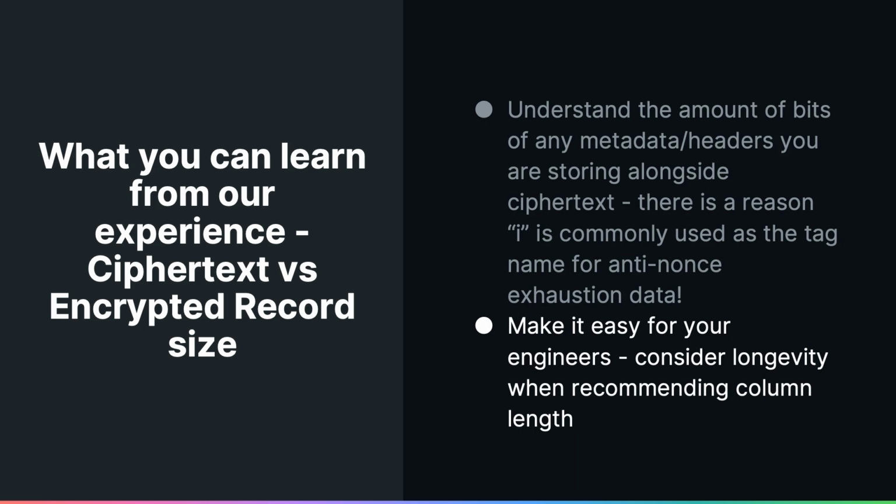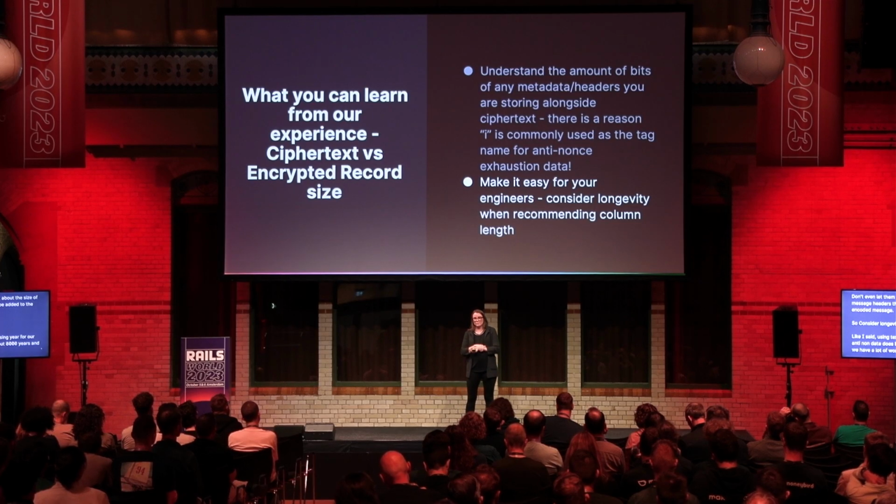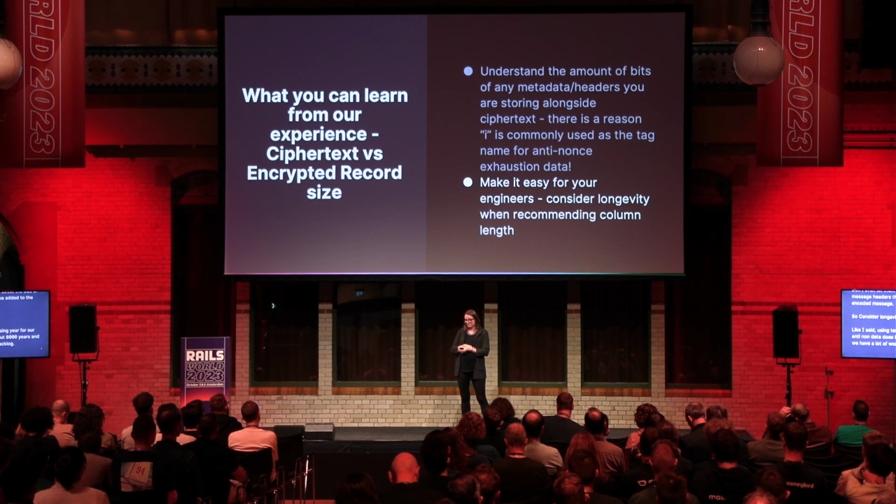So consider longevity. Like I said, using text and using year for our anti-nonce exhaustion data does buy us about 8,000 years, and we have a lot of work in the backlog, but I think, if it comes to it and we have to make a change, we have the time.